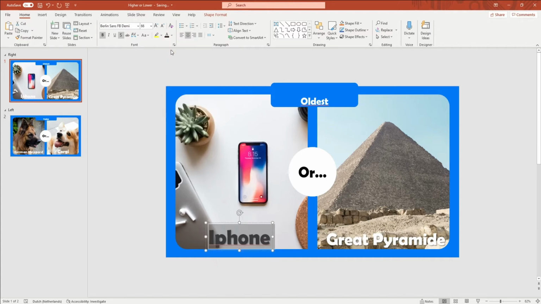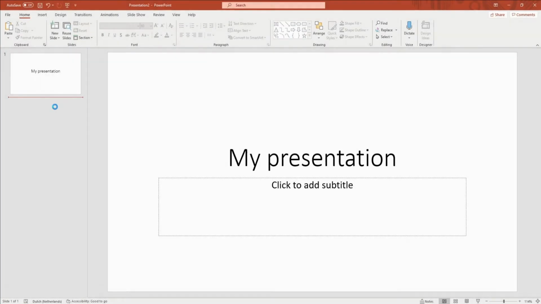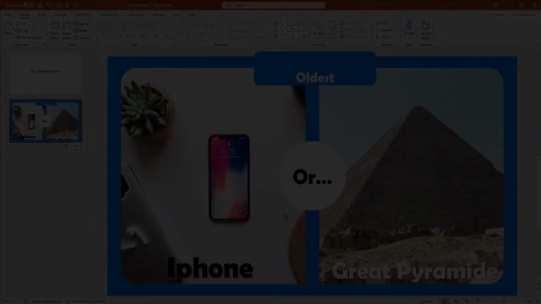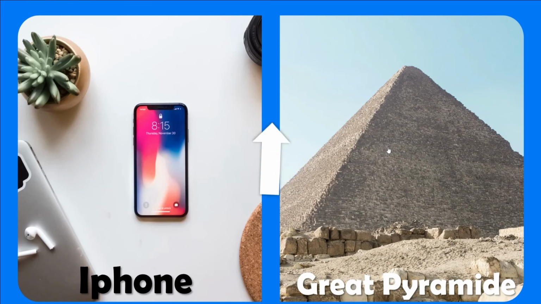Now, to paste this interactive game into your own PowerPoint, you want to right click on the thumbnail of the slide and copy it. You then go to your own PowerPoint and press Ctrl V on your keyboard. And this will paste this template into your own PowerPoint presentation. And there you have it.